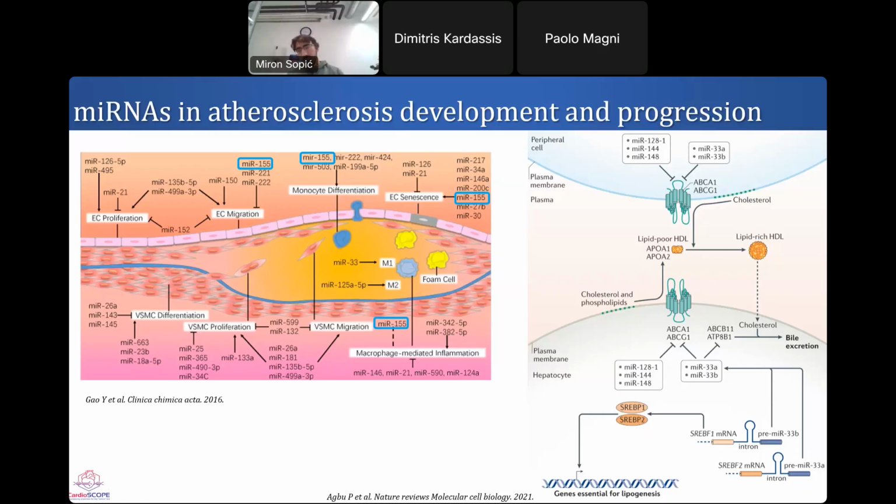Also, when we discuss atherosclerosis, we shouldn't only look at the plaques, but also at the liver, because we know that not everything, but a big part of atherosclerosis can actually happen in the liver due to disarrangements and disruptions of cholesterol metabolism and lipid metabolism in general. And you can see that some microRNAs that are important for this are also listed here.